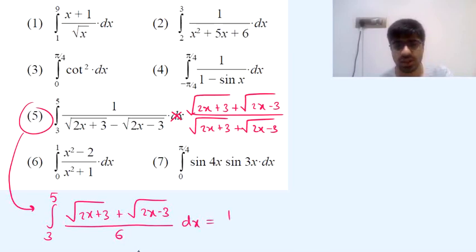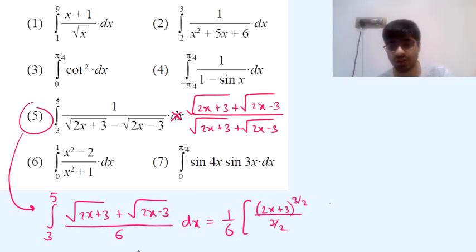You can take that 6 outside the integral. 2x plus 3, the root of it can be thought of as (2x plus 3) power half. So when you integrate that, you get (2x plus 3) power 3 by 2 upon 3 by 2, plus you need to further divide with the coefficient of x, which is equal to 2. So there's an additional 2 in the denominator.